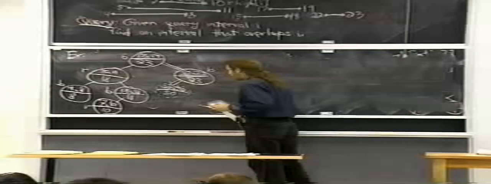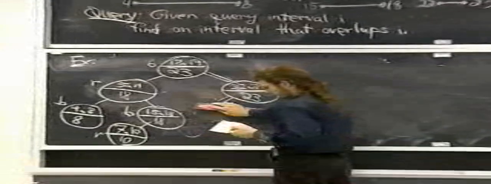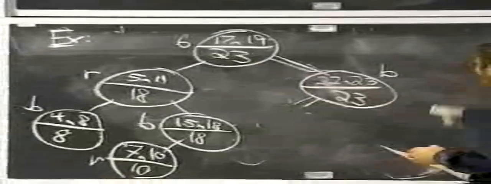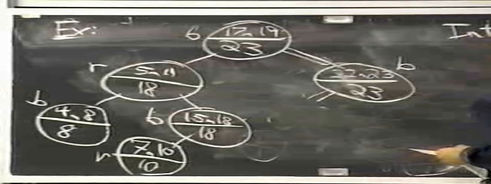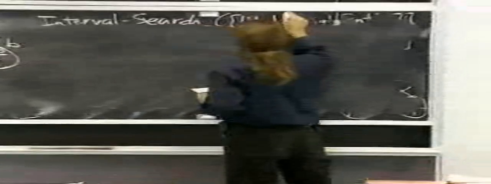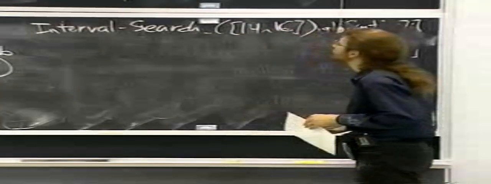With this same diagram, without the new node, let's say I do interval search, and I'm looking for 14, 16. Do any intervals overlap 14, 16? I can cheat and look at the picture. 14 starts here, and it goes to here. So it should overlap the interval 15, 18, and no others.